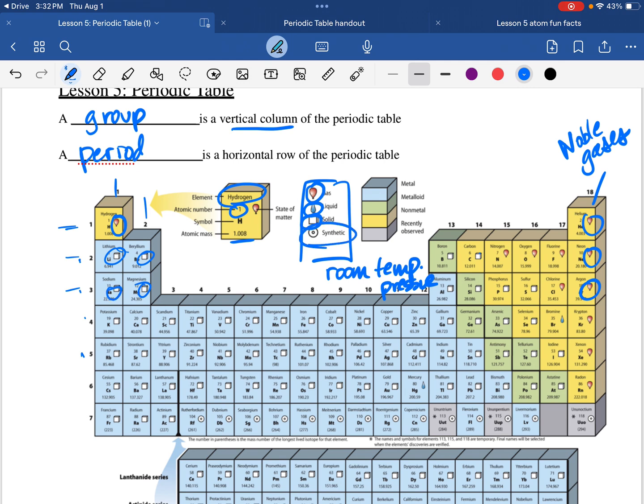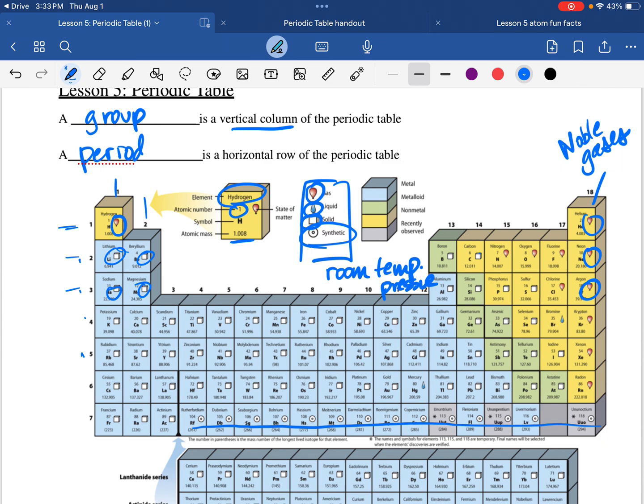And then this is a fun one, synthetic. That means that these elements, and these are all down here, these really big elements with lots of protons and neutrons, they do not occur naturally in nature, but they have been synthesized in the lab before. They've gotten smaller elements to combine together to be big nuclei that make those synthetic elements.